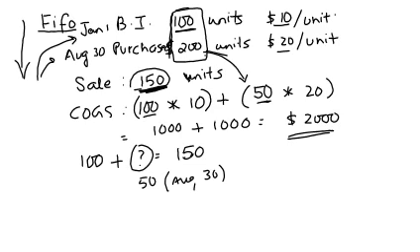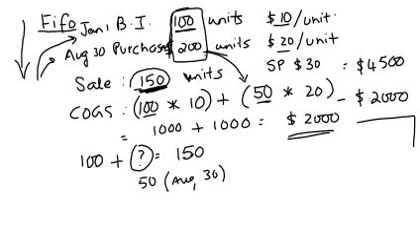So this is your cost of goods sold. Now the question may also give you some information on sale price, and the sale price might be, for example, $30 per unit, in which case 150 units were sold at $4,500, and then the cost of goods sold is $2,000, and the difference is the gross profit, which is $2,500.